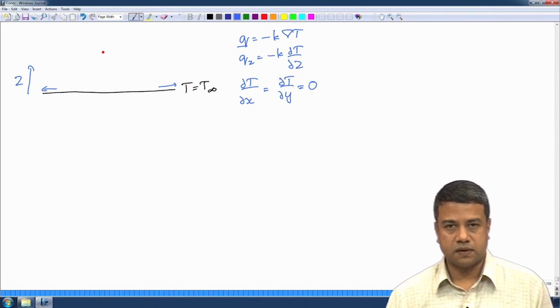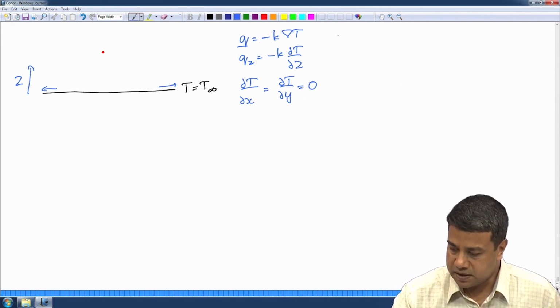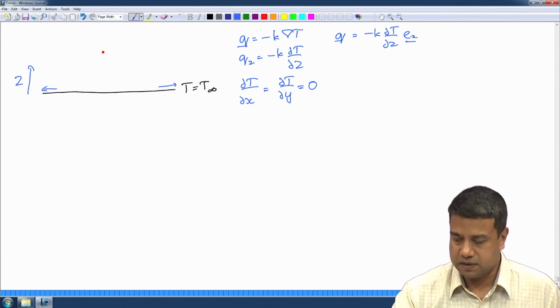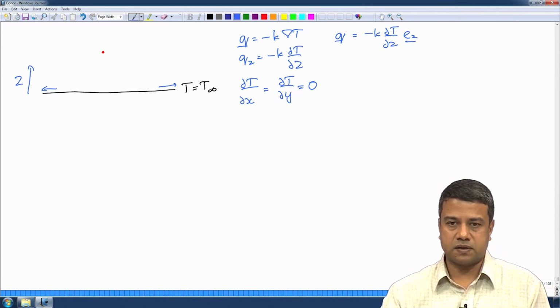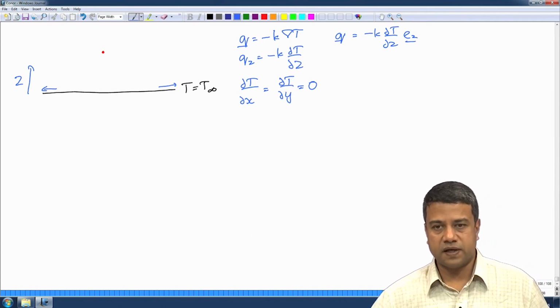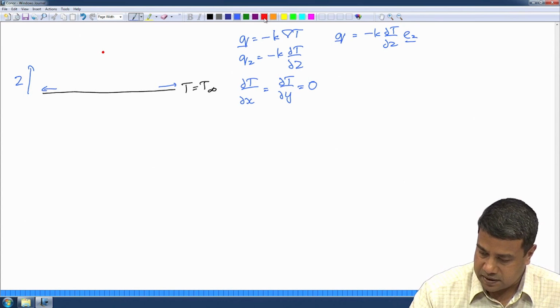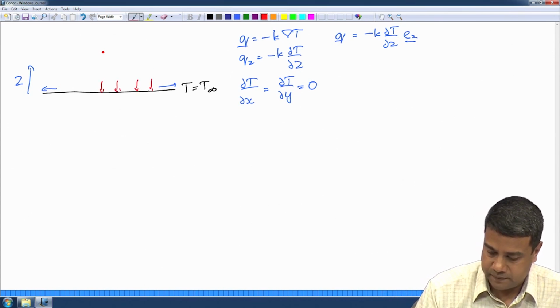The variations in temperature along the x and y directions are 0. That means that this is equal to minus K partial T by partial Z times Ez. So, the flux is perpendicular to the boundary. Flux is along the Z direction because there is no variation in temperature along the plane. So, the entire flux at all of these points has to be perpendicular to the surface.